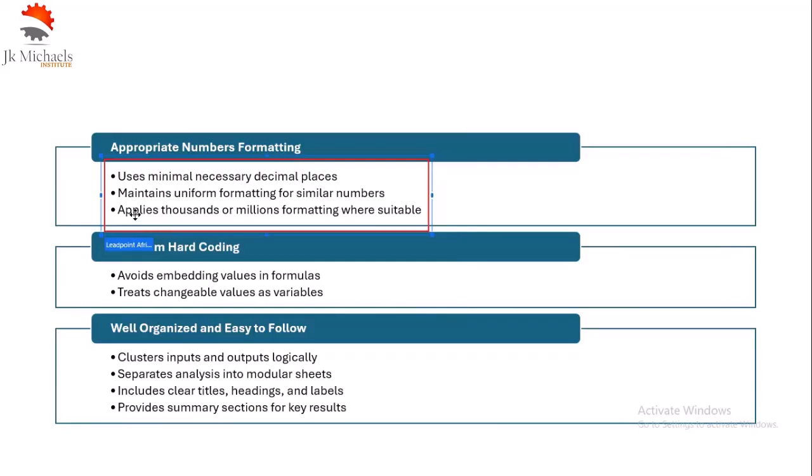So yes, apply thousands or millions formatting when suitable. That's knocking off 3 zeros or knocking off 6 zeros. And make sure that there is uniform formatting. If you have numbers that are classed as the same thing, maybe your income statement, and you don't need to make any specific differentiation, then you use similar formatting.